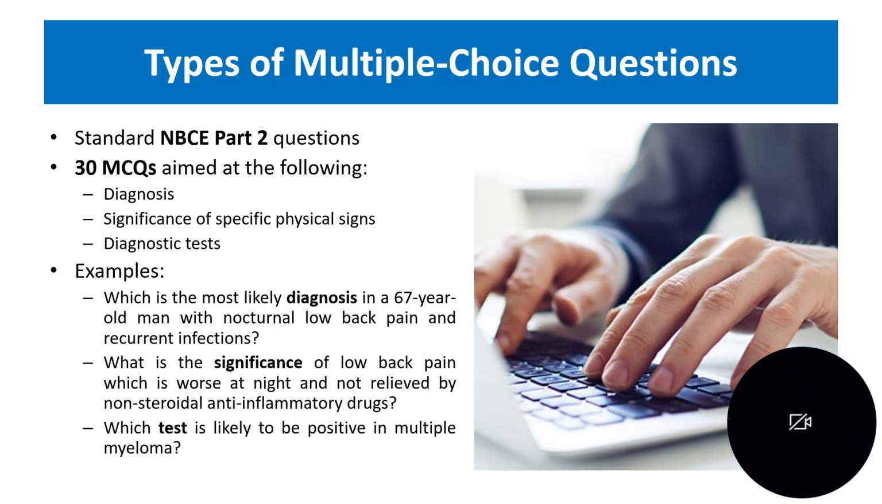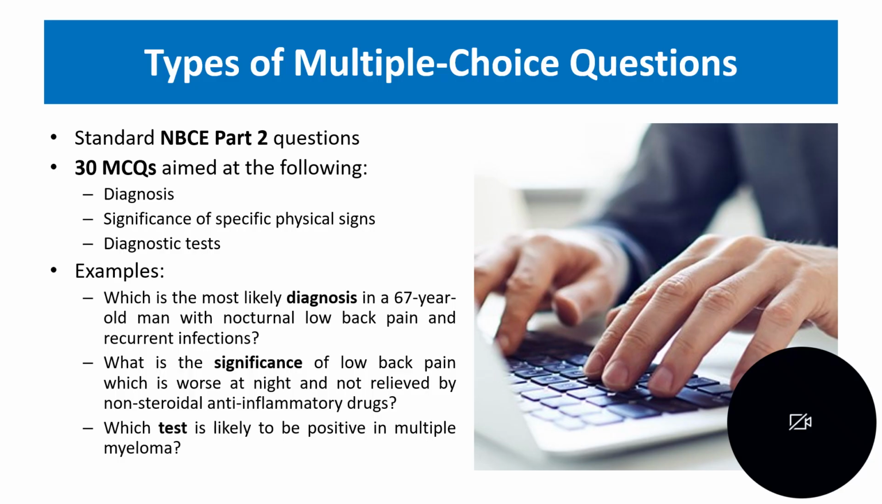Give an example. Which is the most likely diagnosis in a 67-year-old man with nocturnal low back pain and recurrent infections? There would be 4 choices, and you will be required to choose the best of the 4 choices. Another example would be, what is the significance of low back pain, which is worse at night and not relieved by non-steroidal anti-inflammatory drugs? Again, there will be 4 choices, and only one would be the most correct.